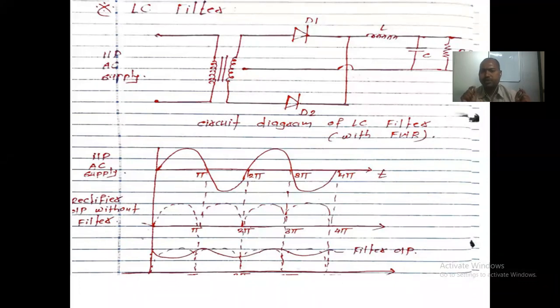Another type of transformer used is the center tap transformer. The cost of the normal transformer and the center tap transformer differ, because the cost of the center tap transformer is more compared to the normal type of transformer. These are the things related to rectification, that is, half wave and full wave rectifiers.